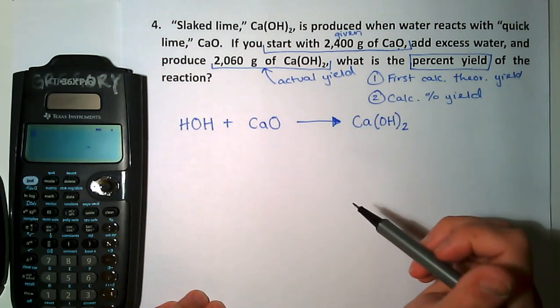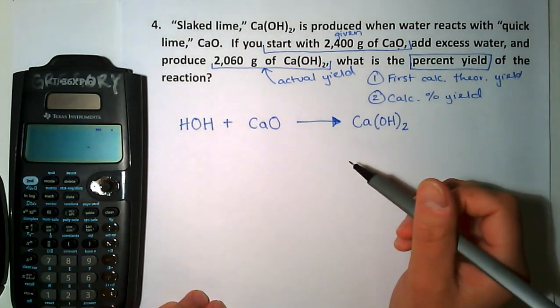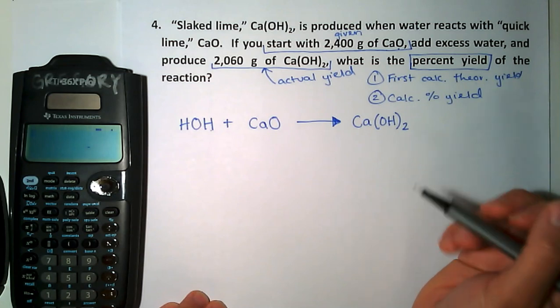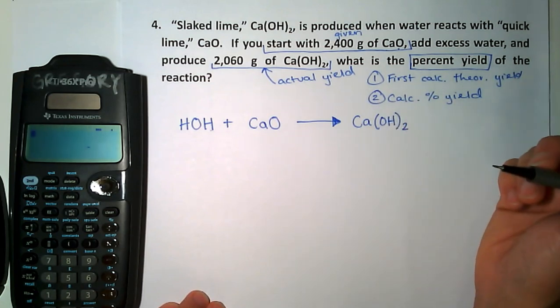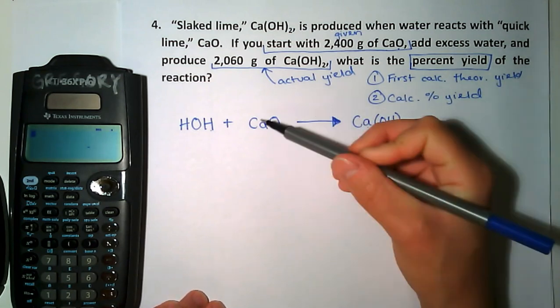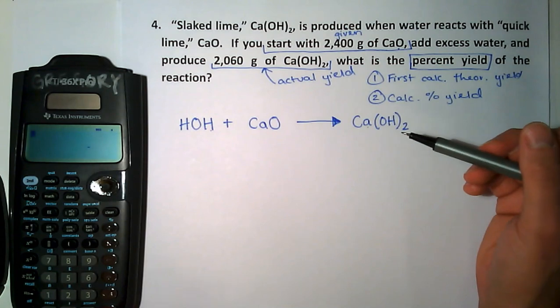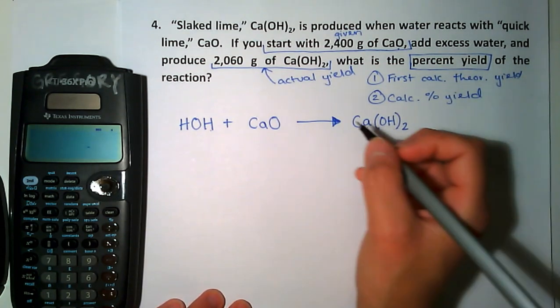We need to balance our equation. So I notice that there are 2 hydrogens and 2 oxygens on the reactant side, and there are 2 oxygens and 2 hydrogens on the product side. So that actually worked out nicely. Let's see if calcium's balanced. So there's 1 calcium on each side. So everything's actually already balanced. So that worked out really well. So our equation's balanced, so now we just need to do some stoichiometry.